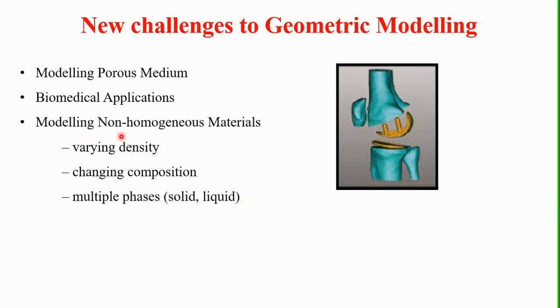Then modeling non-homogeneous material. Modeling with non-homogeneous material is again a challenging task because of the varying density and changing composition of the material. Then multiple phases, solid phase, liquid phase. Again, this is a very challenging task in geometric modeling.